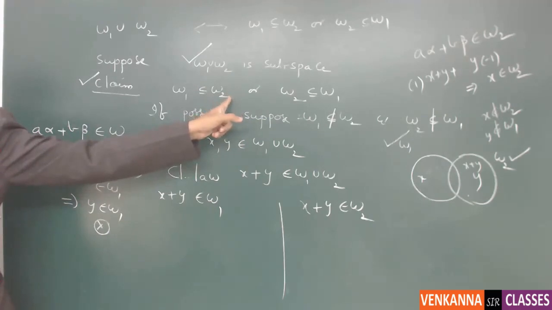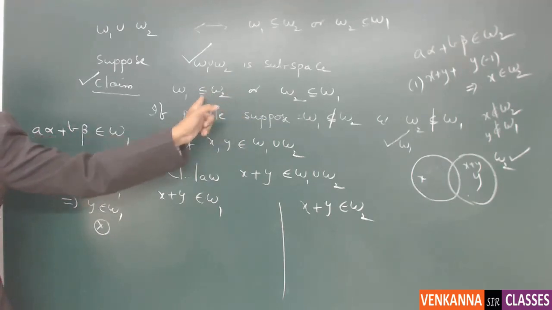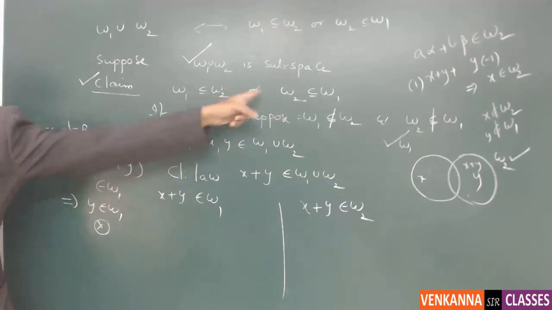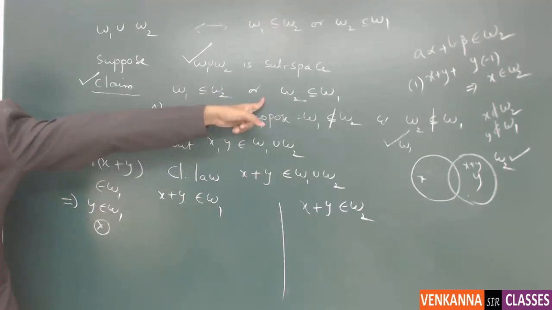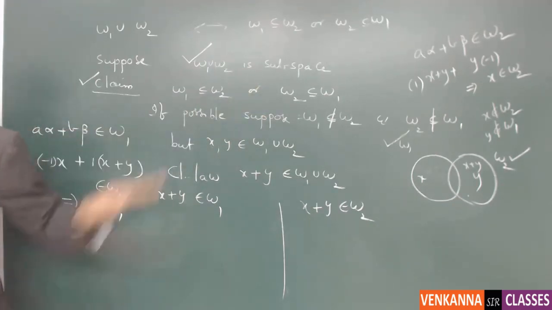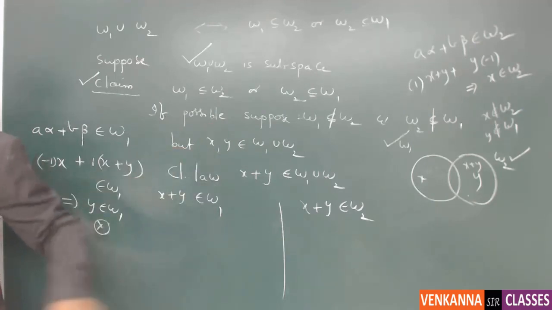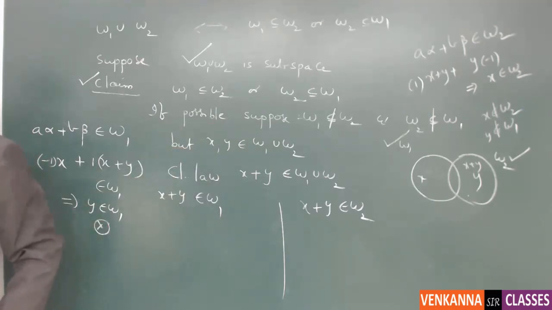So the claim must hold. So either W1 subset of W2 or W2 subset of W1 must hold. So in this way we prove the result. Any questions to anyone?